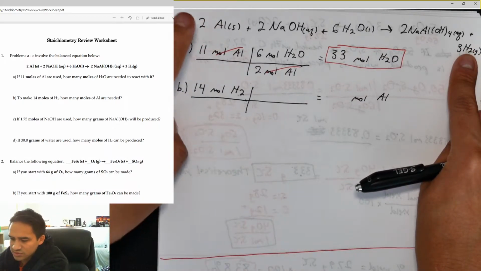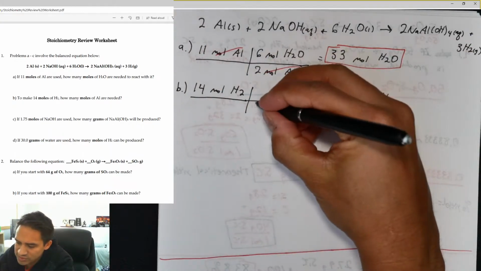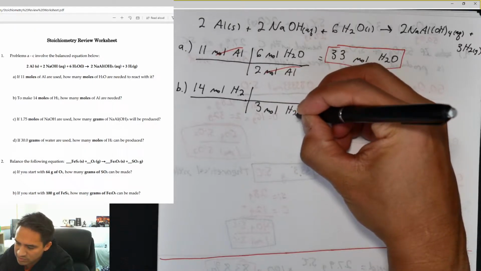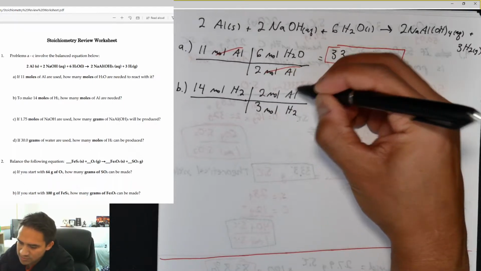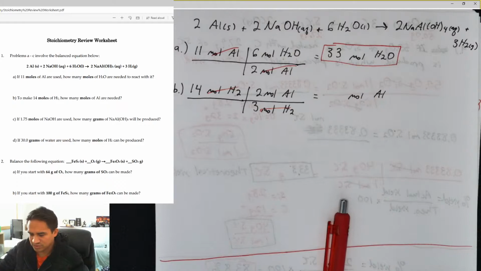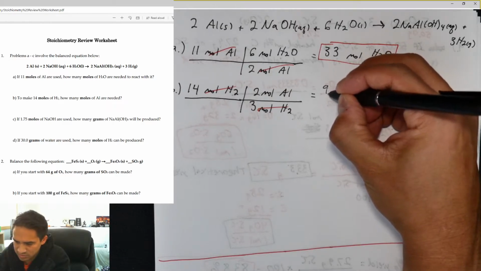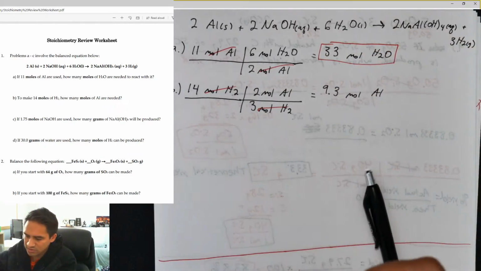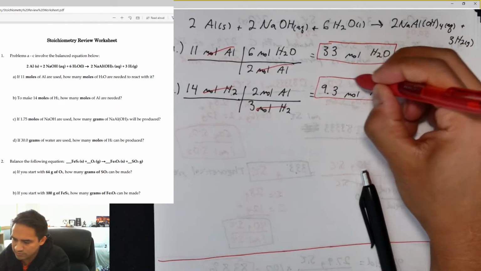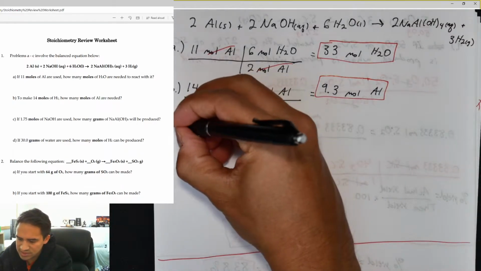This is a 3 to 2 ratio. Every 3 moles of H2, 2 moles of aluminum. Since we're starting with moles of H2, I want to put my 3 moles of H2 on the bottom, my 2 moles of aluminum on the top. The moles of H2 will cancel, and I'm going to take 14 times 2, divide by 3, and I get, to 2 sig figs, 9.3 moles of aluminum. All right, there is problem B done. Looking at problem C.